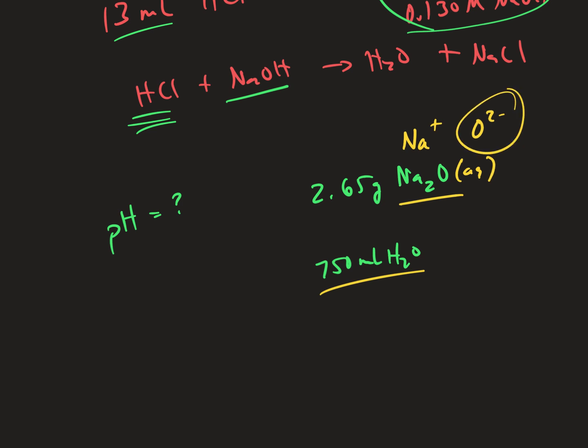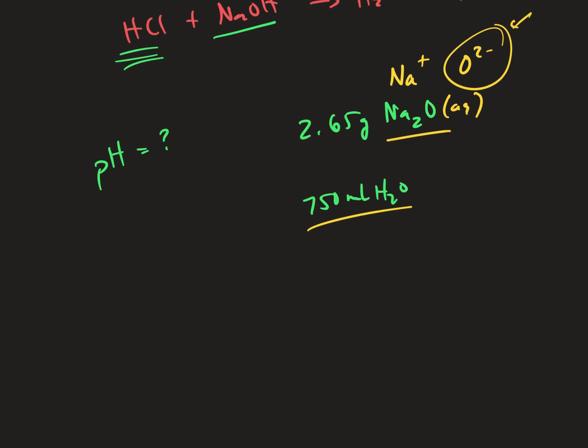Well, what can this do? Accept a proton. So this is our base, right? It's not a strong base. It's a weak base, okay? So we can convert 2.65 grams of Na2O into what? Moles. Good, that's the only thing we can convert to.